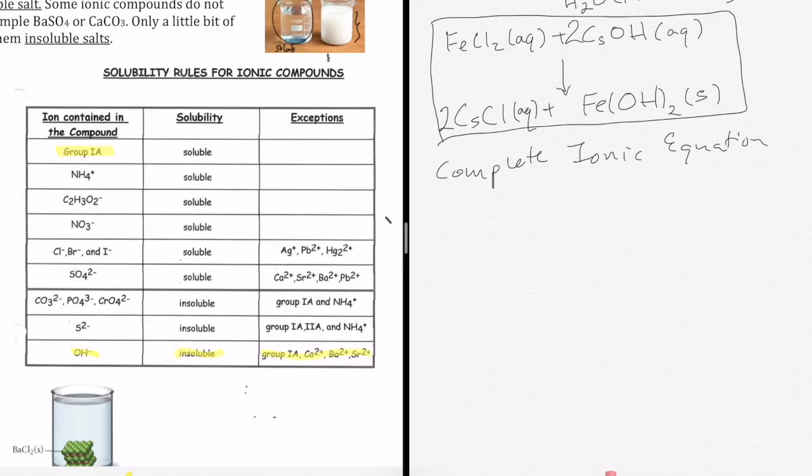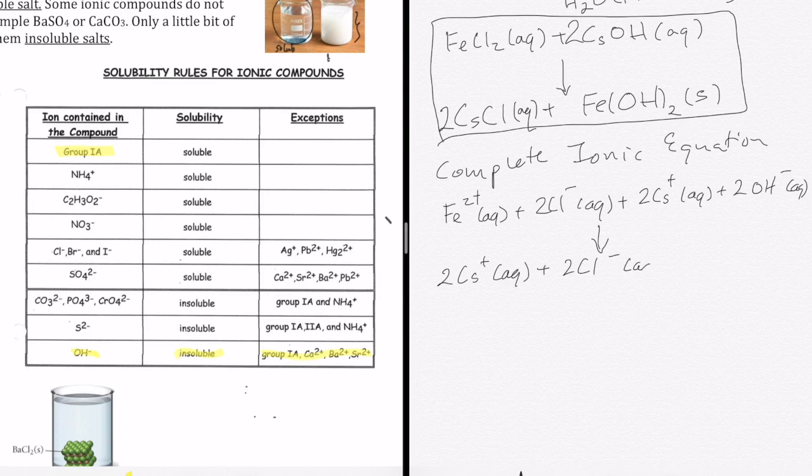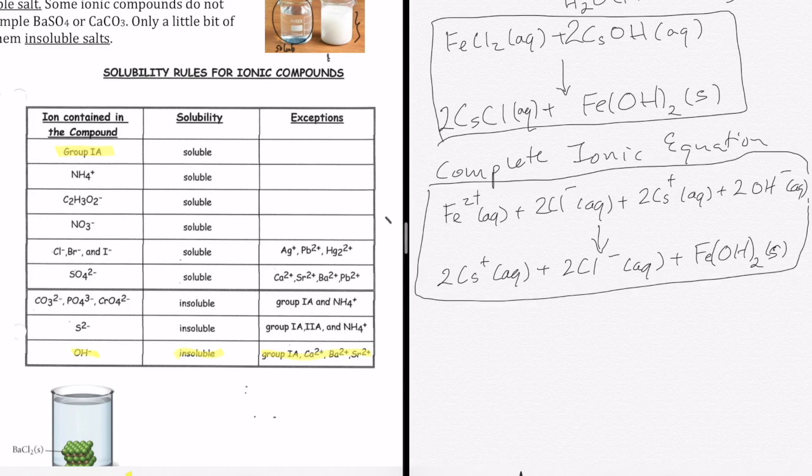So now I'm ready to do my complete ionic equation. I'm just going to take anything that's aqueous and separate it out into ions, and then keep everything else together. So I have FeCl2 aqueous. I'm going to write Fe2+ aqueous and 2Cl- aqueous. I have CsOH aqueous. I have 2 in front as the coefficient, so that means I have 2 Cs+ and 2 OH-, both aqueous. I have 2 CsCl aqueous, so that's 2 Cs+ aqueous and 2 Cl- aqueous. And lastly, I have Fe(OH)2, which is a solid. So what I have there is my complete ionic equation.